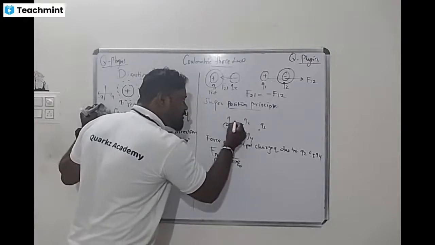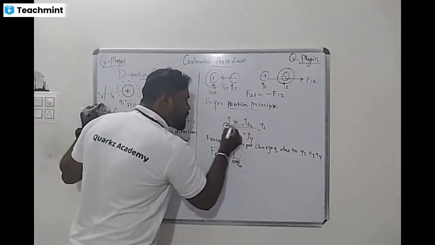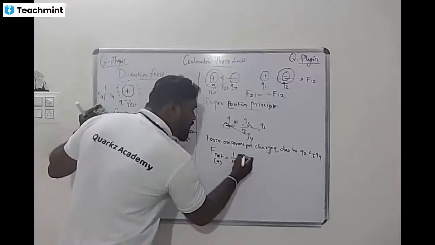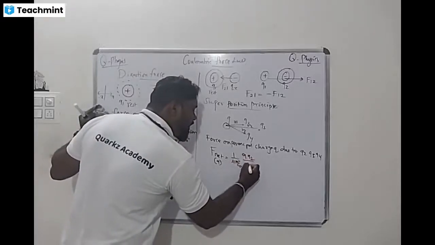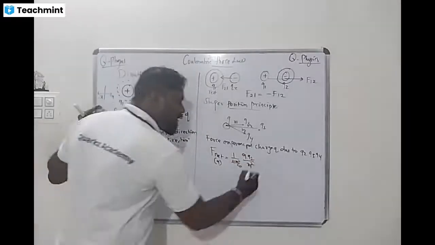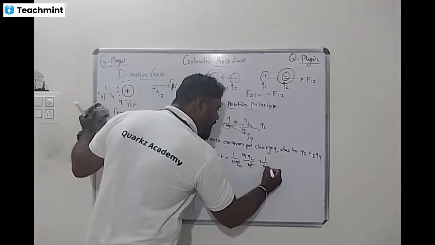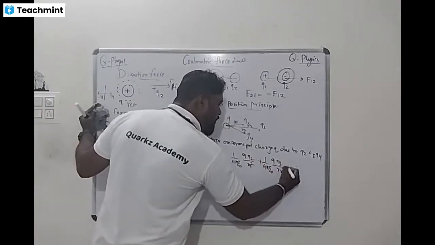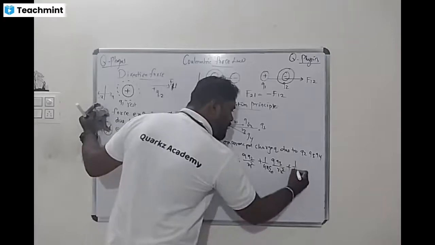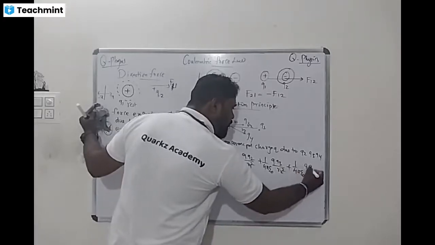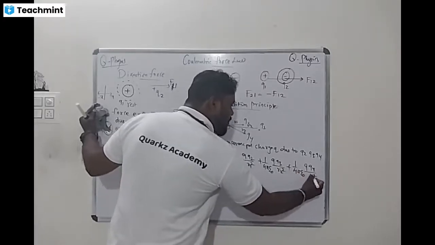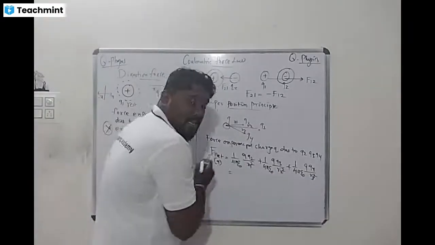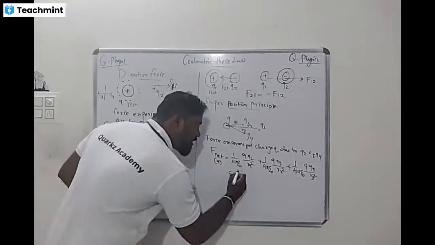So this distance is R1, this distance R2, this distance R3. Now let's write that: 1 by 4 pi epsilon naught Q into Q2 divided by R1 square, plus 1 by 4 pi epsilon naught Q into Q3 divided by R2 square, plus 1 by 4 pi epsilon naught Q into Q4 divided by R3 square. Is it clear? So we can write it as summing over.